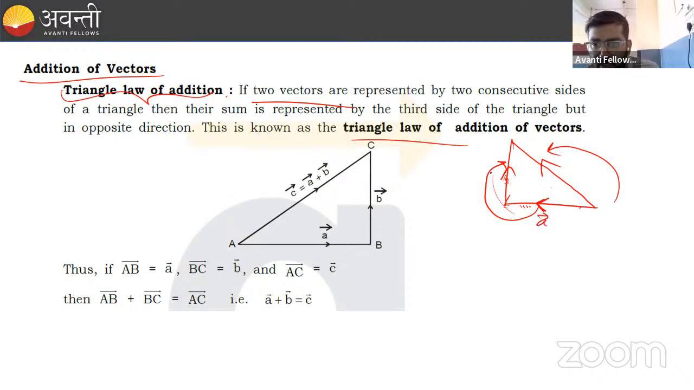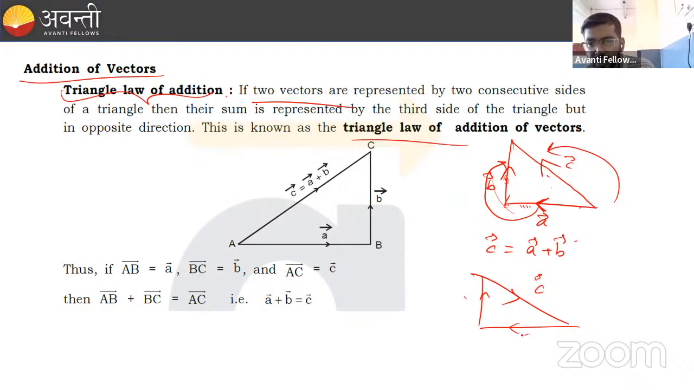So let's say this was our a bar, this was our b bar, this was our c bar. So we can write c bar equals a bar plus b bar. If you make this arrow in the other direction, and call this c bar, this a bar, this b bar, then a bar plus b bar becomes minus c bar, right? Because c bar is in this direction, so minus c bar will be in the opposite direction. So the sum of the vectors will be minus c bar.